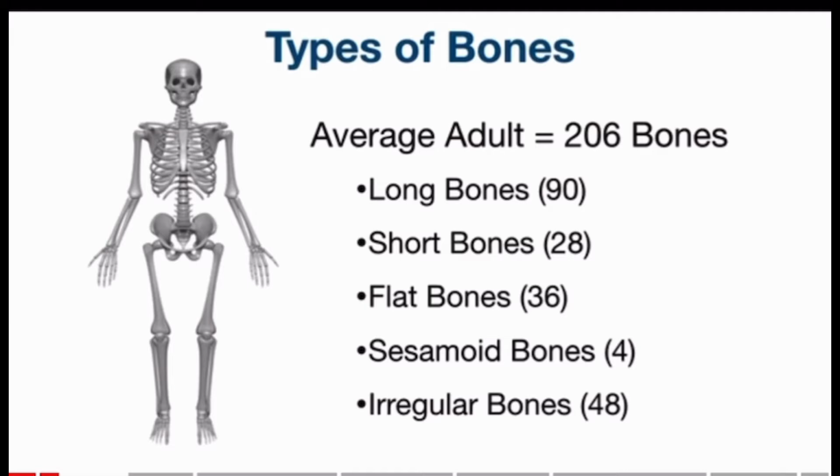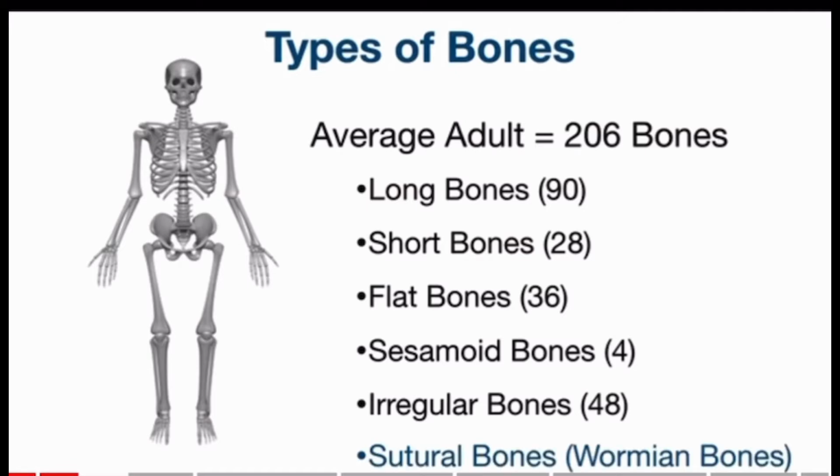There can be slight variations to how specific bones are classified, so the exact numbers you see for each bone type can vary depending on your resource. But this video will provide you with one of the more common ways to classify them. There is also another minor category called sutural bones or wormian bones, which are additional small accessory bones sometimes found between cranial sutures. Not everyone has them, but just make sure you're aware that they can exist.